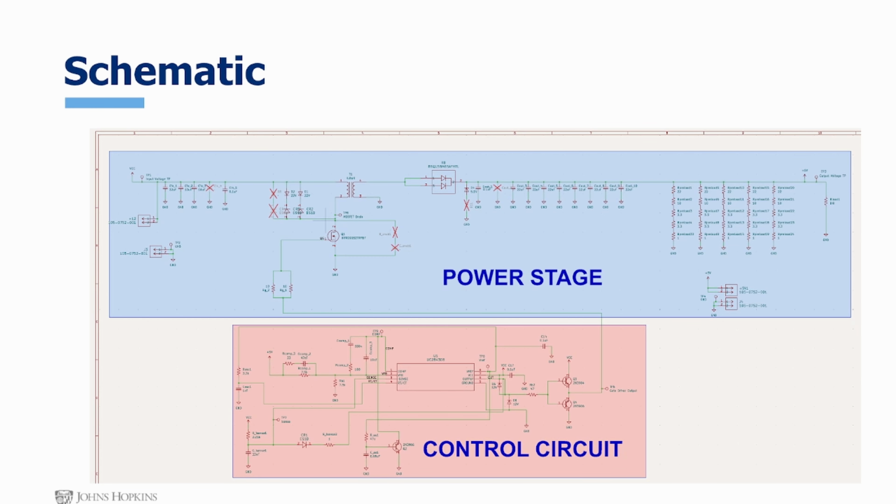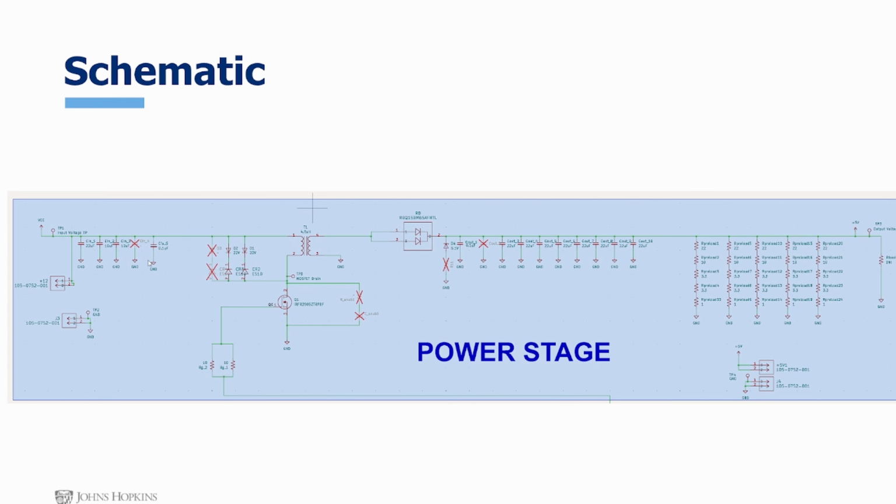For the schematic, we have the power stage shown on the top and the control circuitry shown on the bottom. The power stage shows the input capacitors on the top left-hand corner here, as well as our connectors. Our transformer is denoted here, as well as the clamping circuits for both the Zener 22 volt diode as well as the ES1D. Our MOSFET is shown here.